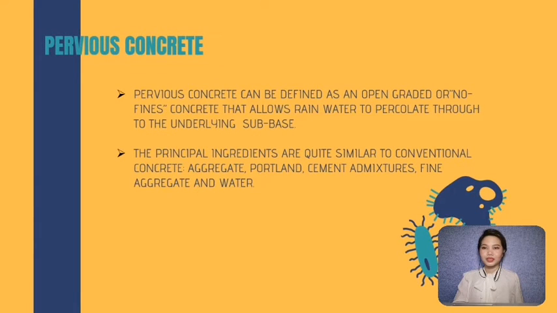Pervious concrete. Pervious concrete can be defined as an open-graded or no-fines concrete that allows rainwater to percolate through to the underlying subbase. The principal ingredients are quite similar to conventional concrete: aggregate, Portland cement, admixtures, fine aggregates, and water.